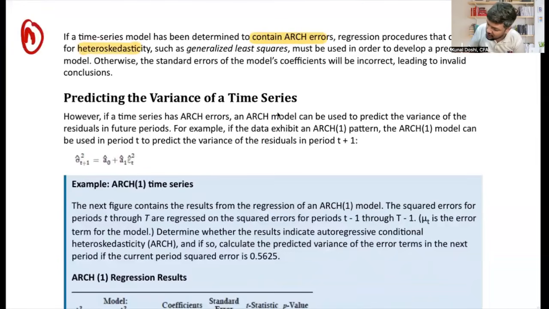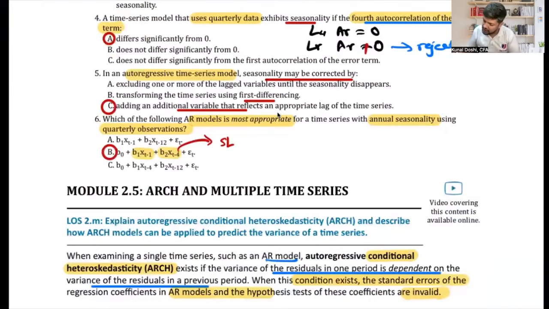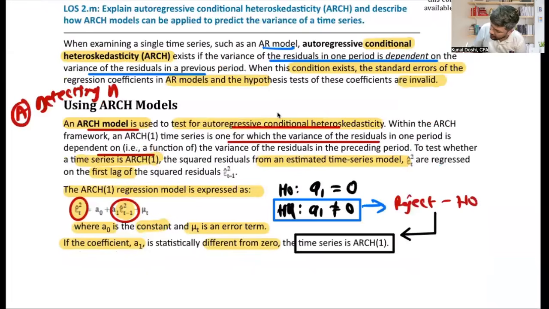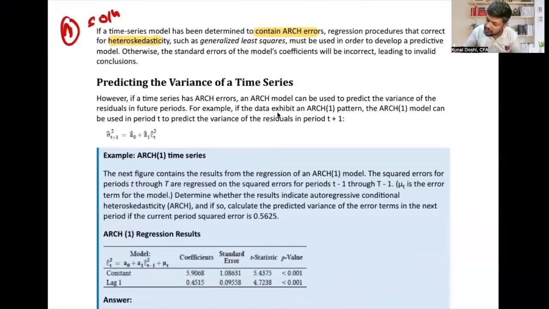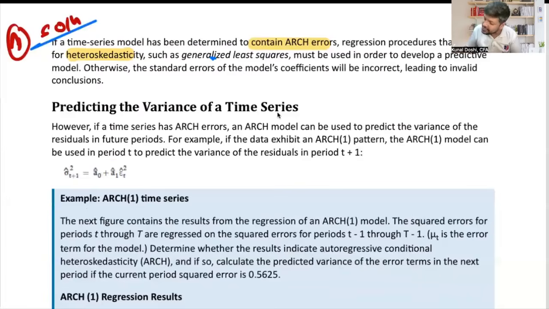First we detected. So now, the solution. The first part was detecting whether there is ARCH, autoregression with conditional heteroskedasticity. And now we are trying to bring a solution to it, right? They are saying that generalized least squares must be used in order to develop a predicted model. Now, what do they exactly mean by this?